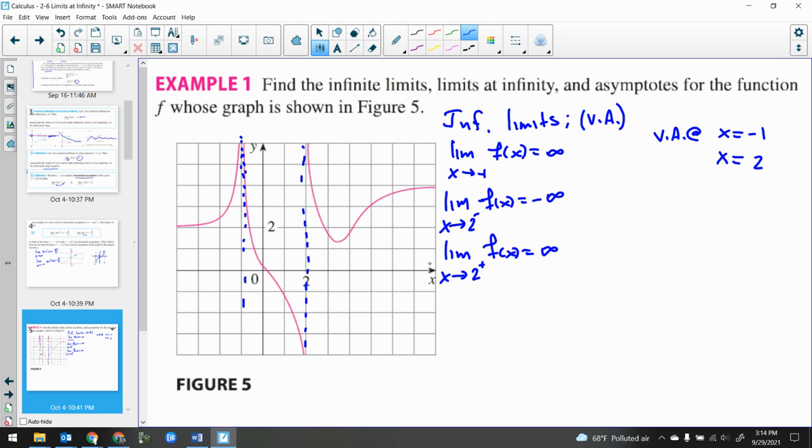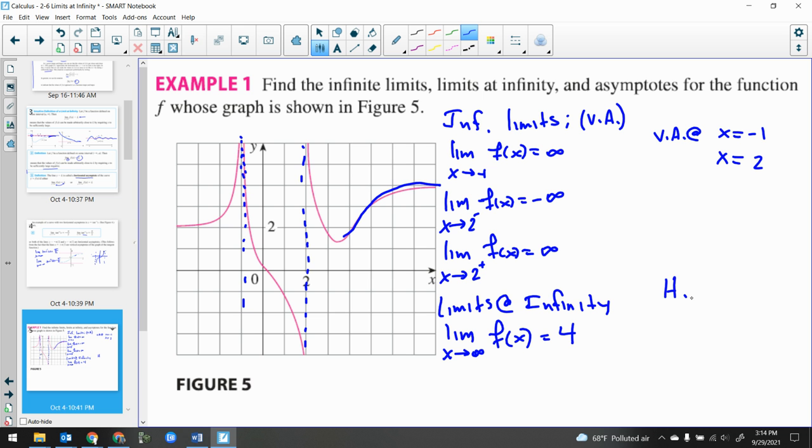Now, let's talk about the limits at infinity. What does that mean? That means, what's going to happen here if I make x get bigger and bigger and bigger? So this basically means on the right side of the graph, what's happening? Well, on the right side of the graph, what's it leveling off to? Looks like that's 2, 3, 4. What does that mean? That means that there's a horizontal asymptote at y equals 4.